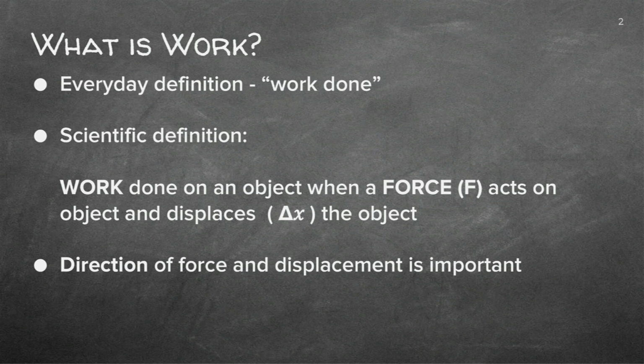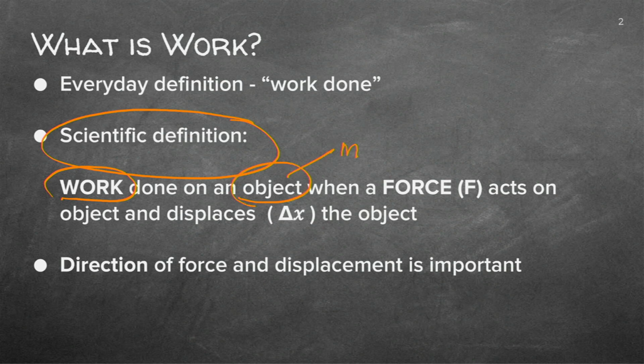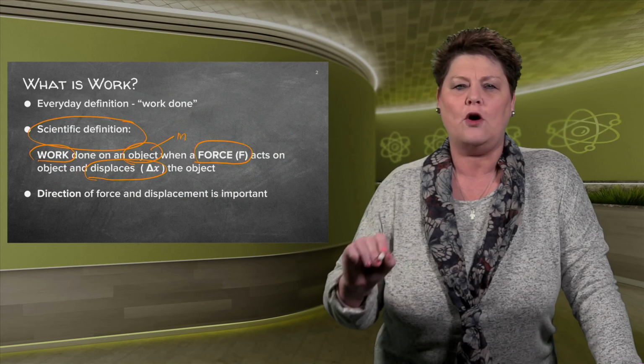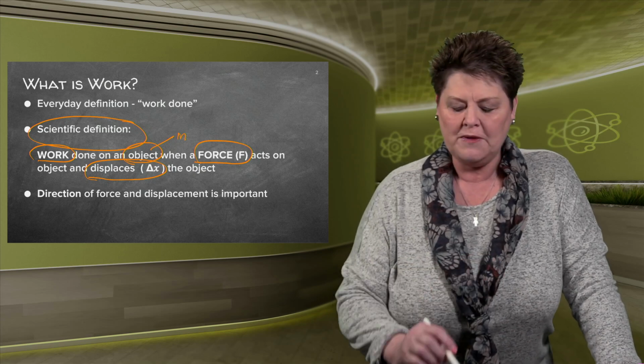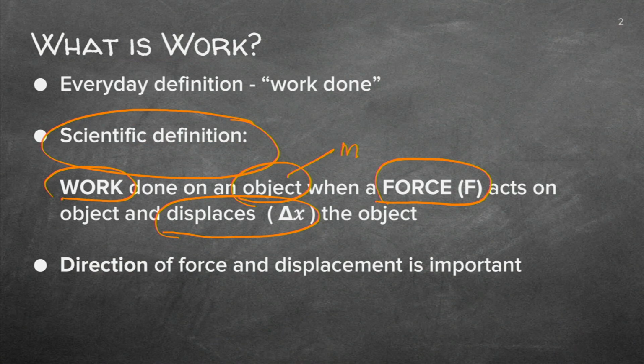But when we have a look at the scientific definition, it's quite important that you have a look at the equation that we're going to use. Now, the scientific definition of work says it's done on an object. So you'll have some mass when a force, and there'll be different forces which we'll define just now, acts upon this mass or object and displaces the object. So, in other words, the force will move an object from point A to point B, and that's the definition of work. It is important that you know the direction of the force and the displacement is important.